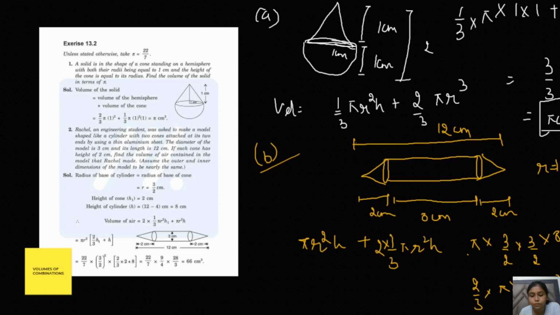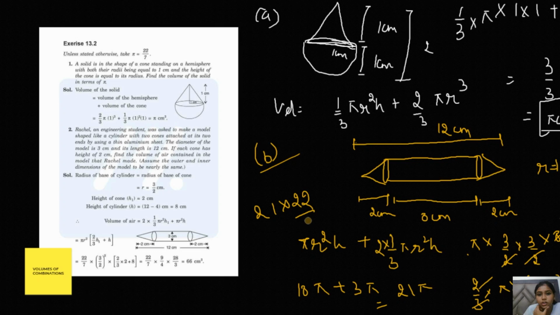You can just cancel them out. You'll be getting 3 pi here, and after cancelling, 9 into 2 is 18 pi. So we get 18 pi plus 3 pi, that is 21 pi, and you can calculate 21 into 22 by 7, and you will get 66 centimeter cube as the total volume of air present inside the model. I hope you are clear with this question, and the volume is very easy to solve.